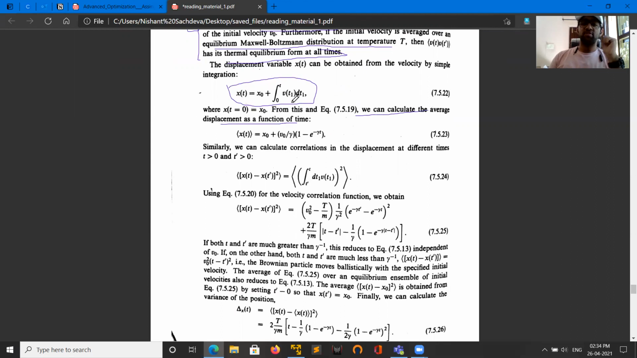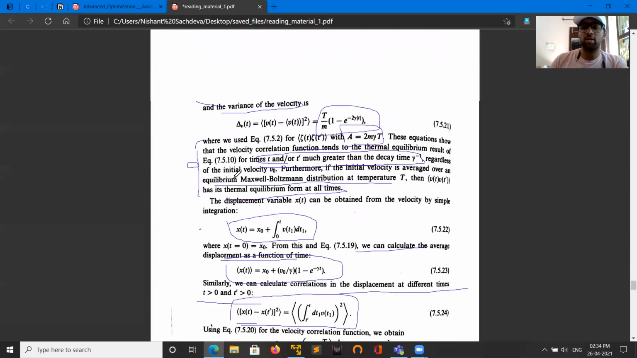Now once we have x of t, we can calculate the average x of t. So there's again nothing really special there. It's just a bit of an integration being done. Similarly, we can calculate correlations in the displacement at different times t greater than 0, t dash greater than 0. Again, they're just playing with maths. There's nothing to explain as such.